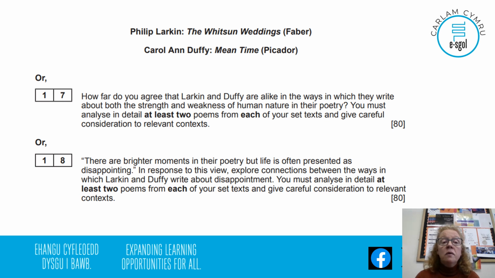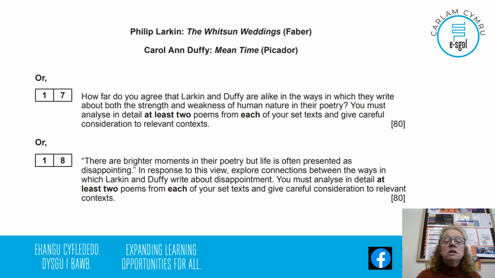Okay, so you get 2 questions, you choose the one you want. You have to do the same poet in A and then into B. You've got to choose that pair of poets. You can't just choose a different set of poets because you fancy them. So you've got to look at Larkin and Duffy if you've answered on Duffy in section A.